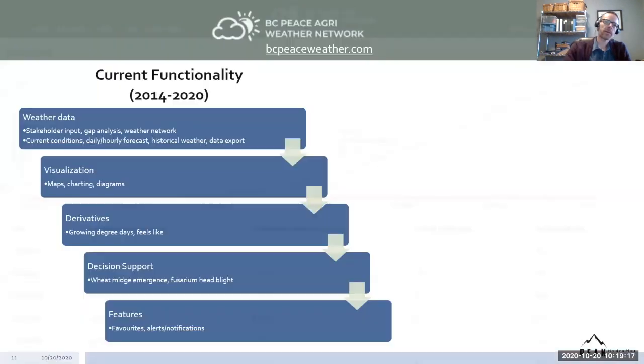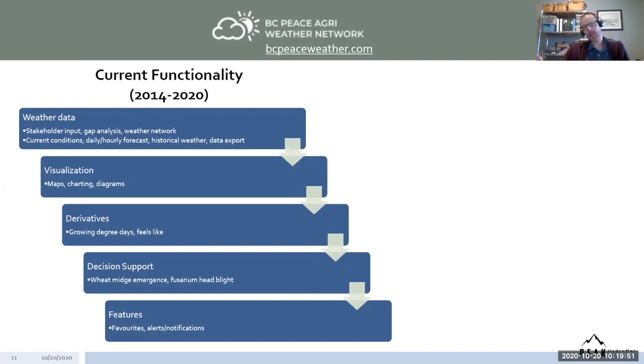So where is it going? Well, current functionality, over the last few years, the weather data is there. This was based on, as I mentioned, the weather network, stakeholder input, gap analysis, and then the actual physical weather network being established. And it shows things like current conditions, daily, hourly forecasts, historical weather, data export. And I see those as the base products. Then there's the visualization. So the maps, charting, diagrams, just different ways to interact with the data.